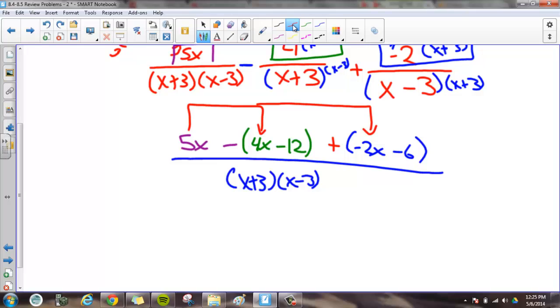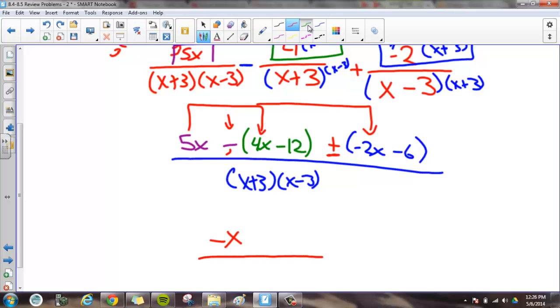So here's how we read this. Don't lose these subtraction signs right here. We have 5x minus 4x, which is 1x, right? 5x minus 4x, which is 1x, plus negative 2x. Well, 1x plus negative 2x is like 1x minus 2x, so we get negative x for our x's.